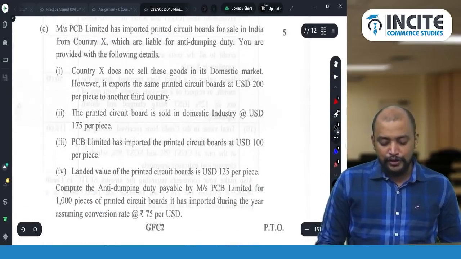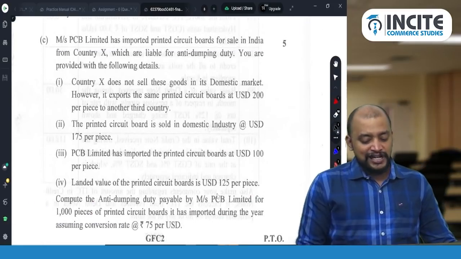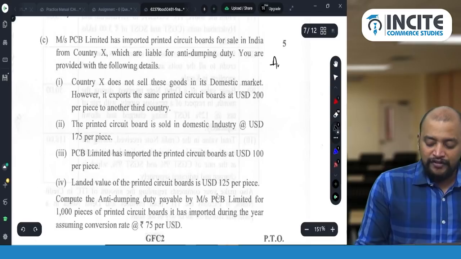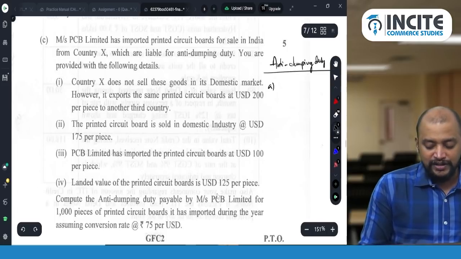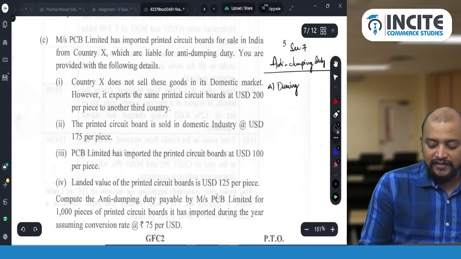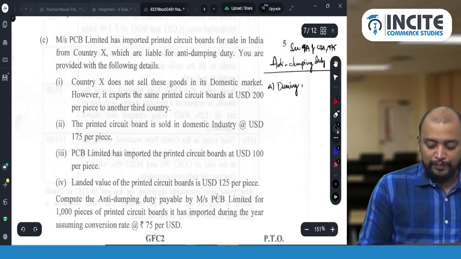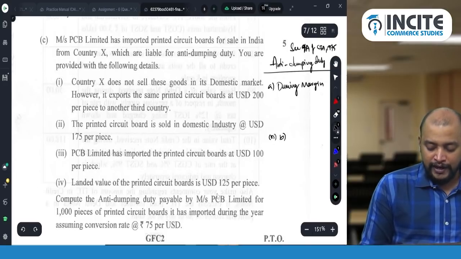So what do we need to do? Very simple. We need to take anti-dumping duty. What is the formula for anti-dumping duty? Under section 9A of the Customs Tariff Act 1975, anti-dumping duty is dumping margin or injury margin, whichever is lower.